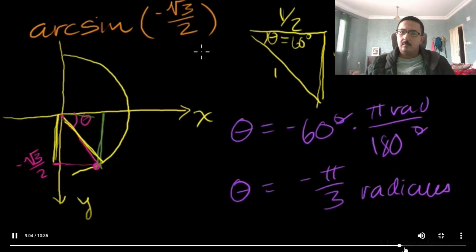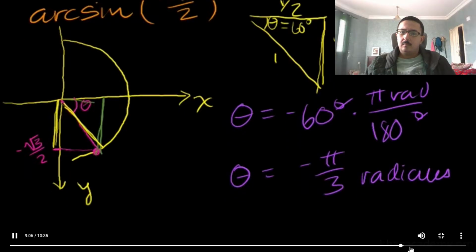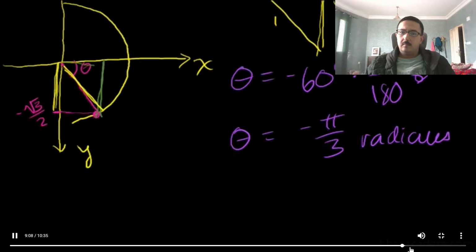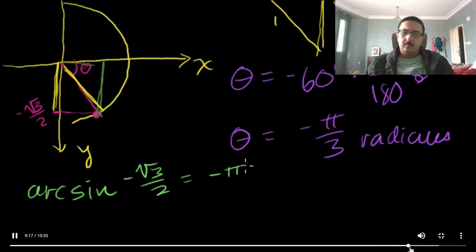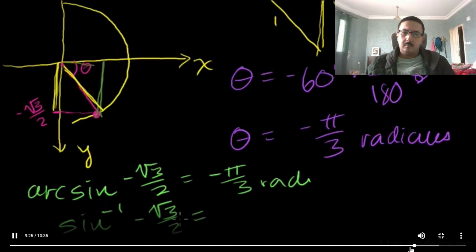radians. And so we can now make the statements that the arcsine of minus square root of 3 over 2 is equal to minus pi over 3 radians. Or we could say the inverse sine of minus square root of 3 over 2 is equal to minus pi over 3 radians. And to confirm this, let me get a little calculator out.